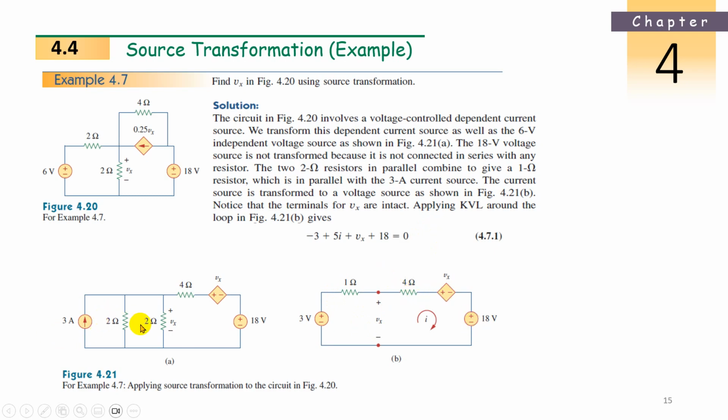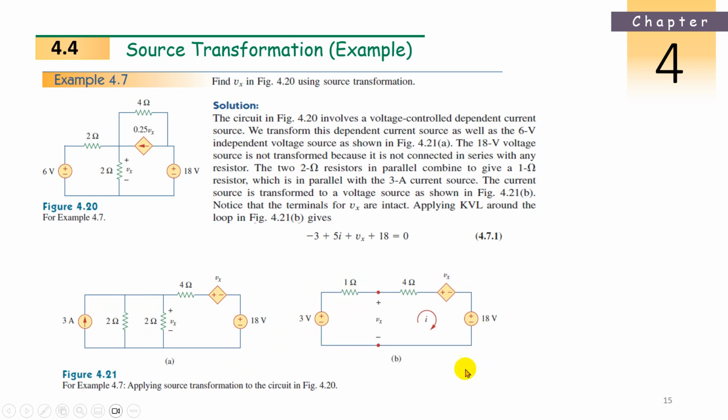Now these 2 ohms and these 2 ohms become parallel. What is 2 ohms, 2 ohms parallel? 1 ohm. Now this 1 ohm and 3 amperes. How much is the voltage transformation? 1 ohm and 3 ampere. V is equal to IR, 3 into 1, 3 volts. So 3 volts is the voltage source and this 2 ohms parallel 1 ohm is coming here. So this is in series.